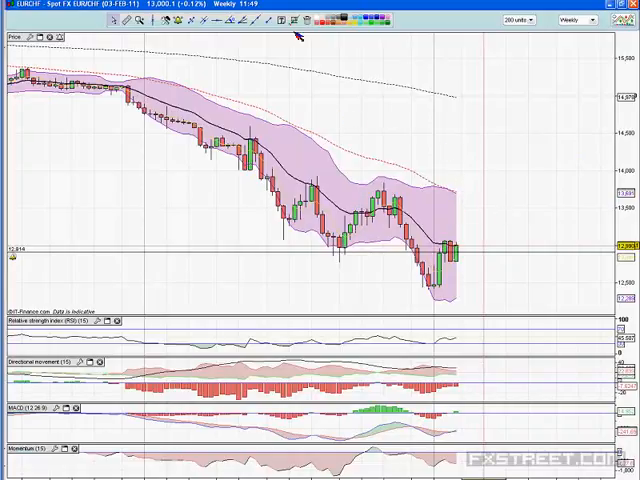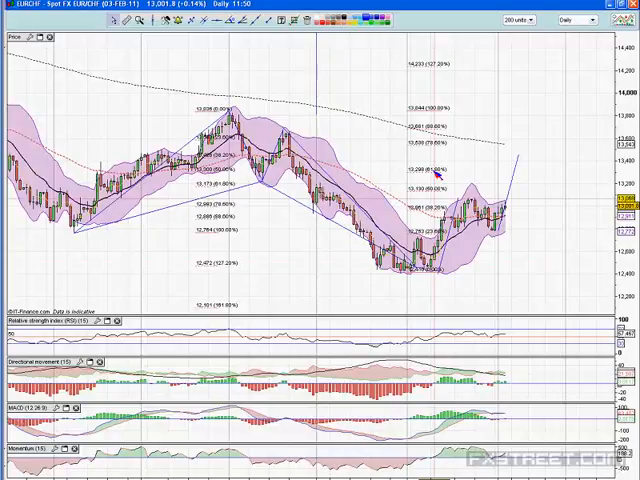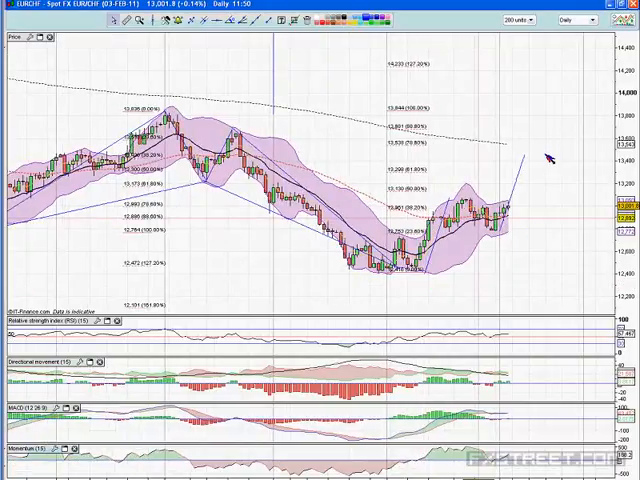Dailies, what can I see? This was a butterfly formation. What butterfly formations have a tendency to do is to retrace at 61.8%, which she didn't make. She only retraced between 38 and 50%. So the bias is to the upside, at least in an ABC, I think.